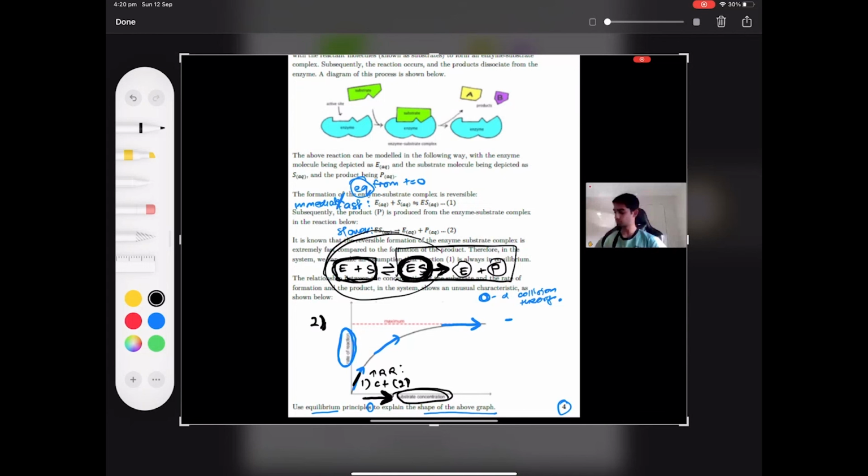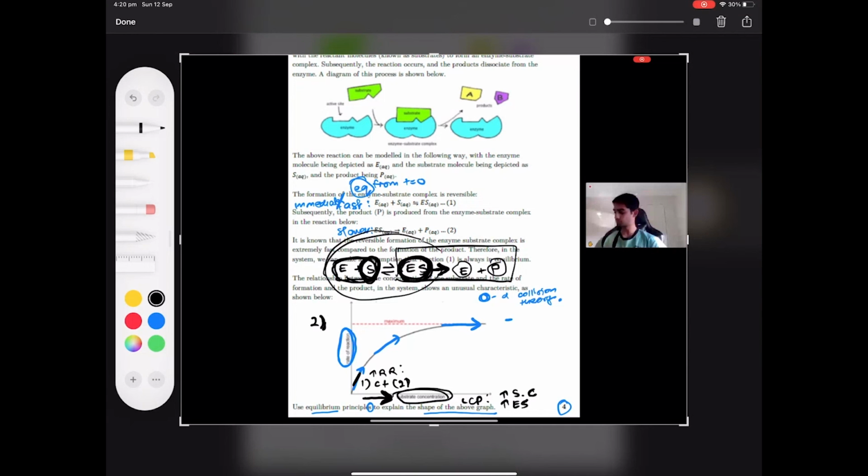And then you'd also get 1 mark for LCP, and linking that as you increase substrate concentration, you will increase your enzyme substrate complex. You will shift it to the right, and thus have more enzyme substrate complex molecules to react and form E and P.